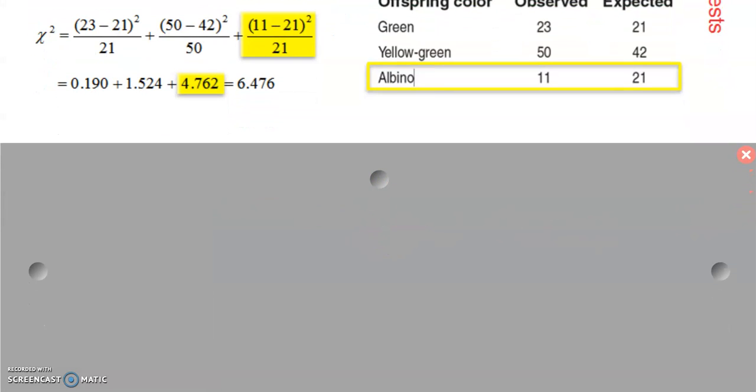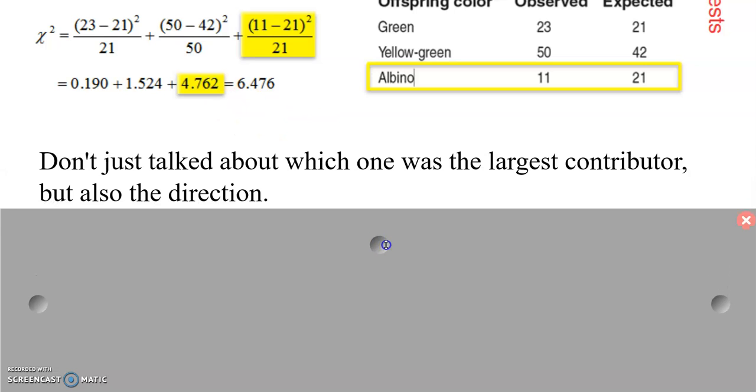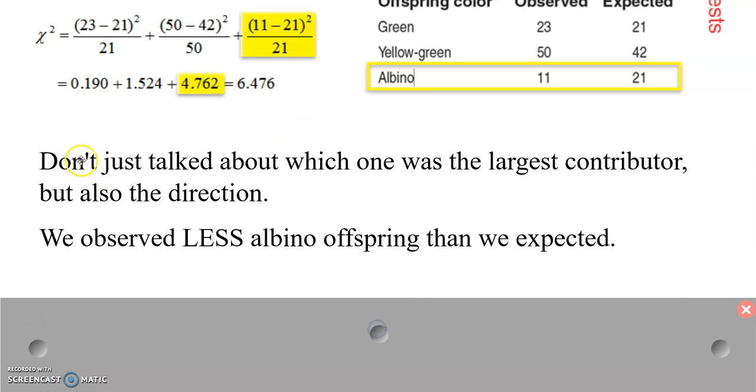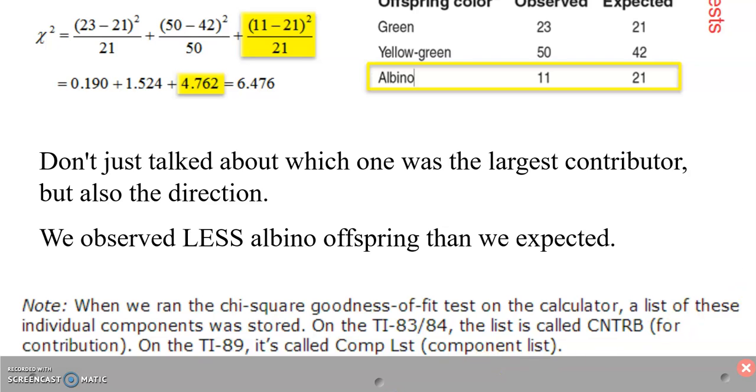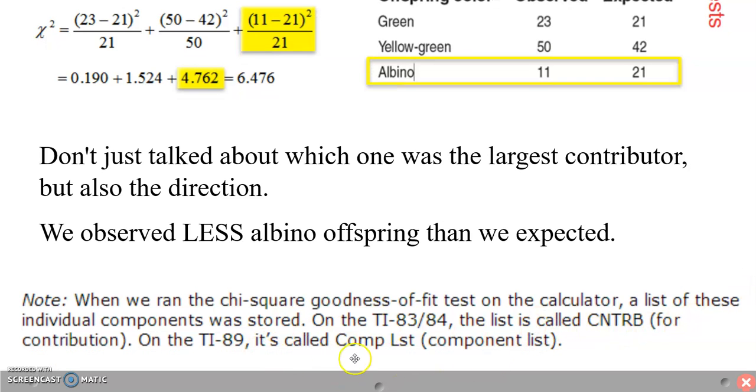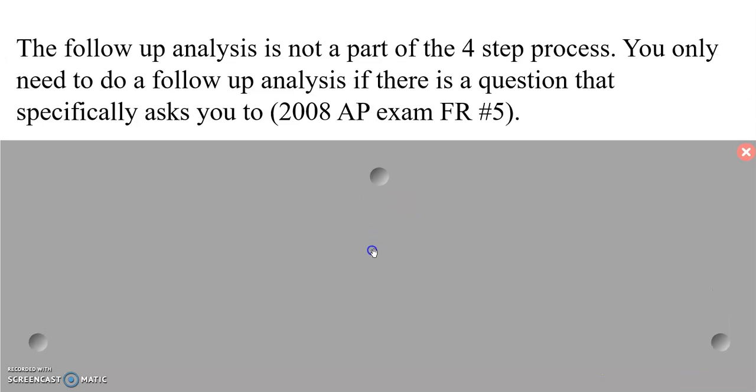Now, you should only do this type of follow-up analysis and discuss these things when you are doing the analysis, make sure you talk about direction, not just which one's the largest contributor, because whether you get more or less than expected, these will always be positive. So you have to say we observed less albino than expected. And like I mentioned, you can find it on your contribution list on your calculator. Now, this follow-up analysis is not part of the state, plan, do, conclude. So you should only do a follow-up analysis if it specifically asks you to.